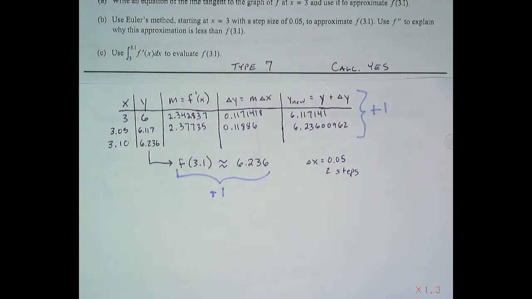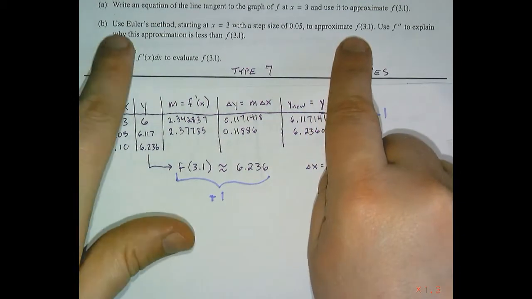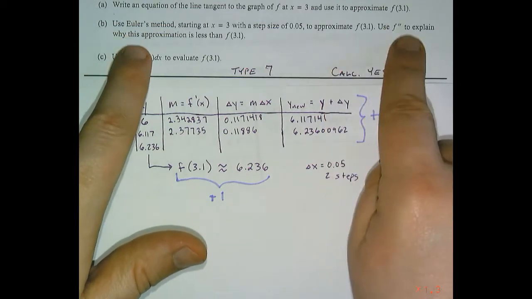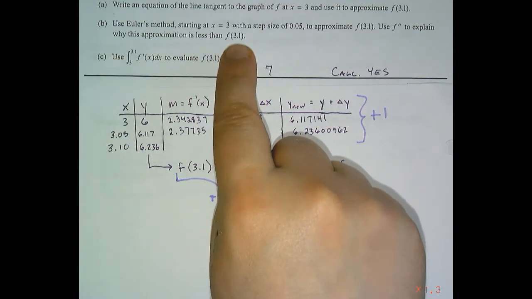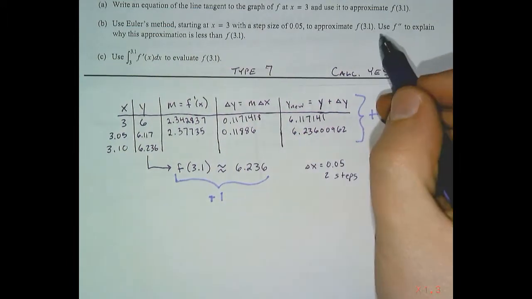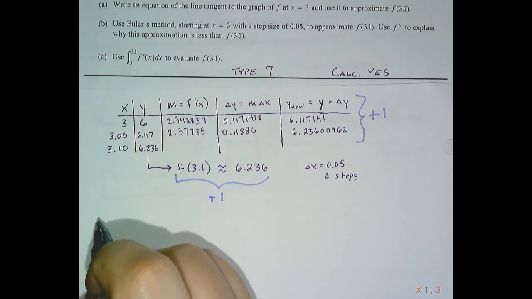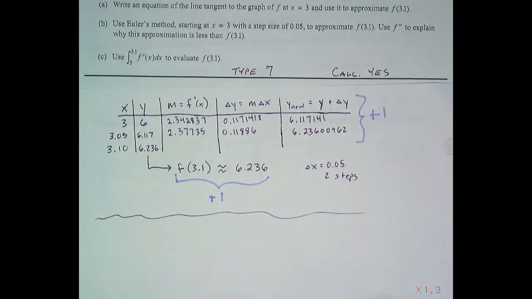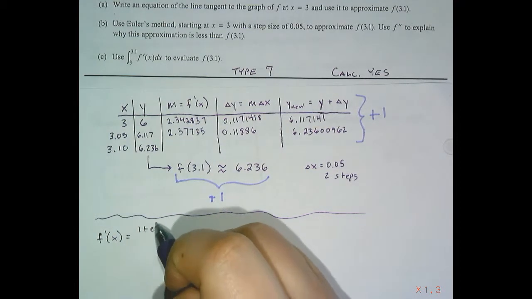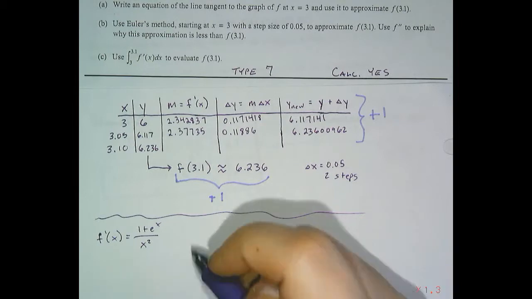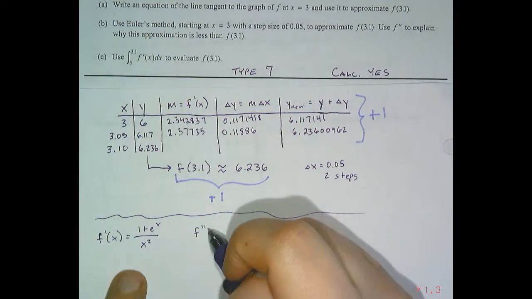Now if we look at part B, you'll notice that part B says two things. First, approximate, and then use the second derivative to explain why the approximation is less than the true value. So if it's asking us to use the second derivative, then I'm going to need to find the second derivative. So f prime of x is 1 plus e to the x over x squared. If we do the second derivative, there's a quotient, so I'll need to apply the quotient rule.